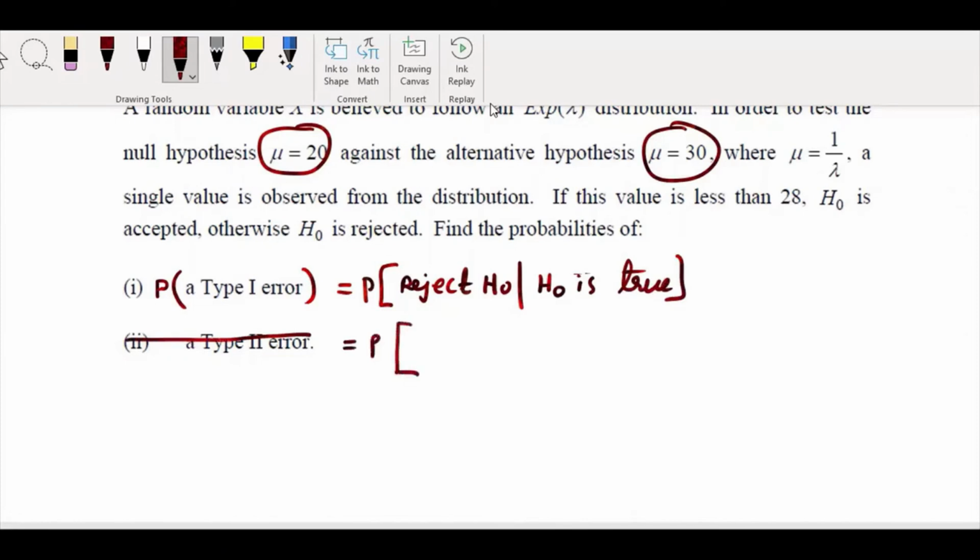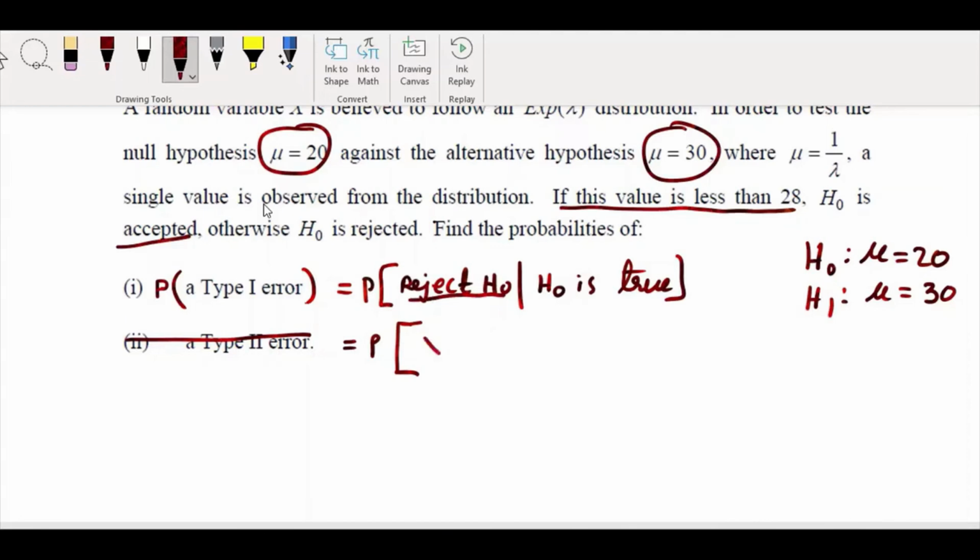What is H naught here? H naught is mu 20 and H1 is mu 30. So I reject H naught when I say I reject mu 20. What is the probability that I will do that? That means I accept mu 30 given that H naught is true. On the basis of the sample I have to accept or reject. What the sample says: if the value is less than 28, H naught is accepted. I reject H naught means the value X is greater than 28.